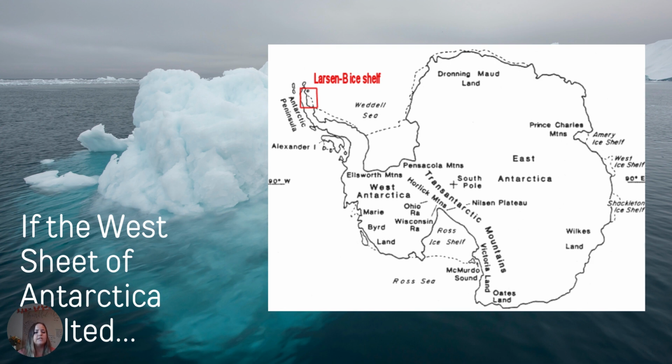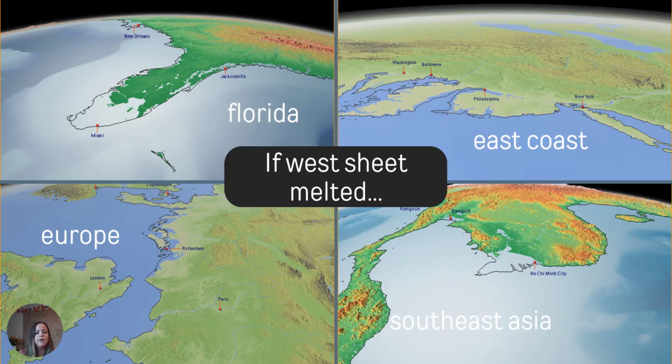So if the west sheet of Antarctica melted, so this shows you the west sheet, which is significantly smaller than the east sheet, this is what our coastlines would look like. So Florida is losing Miami. Miami's gone. The East Coast is probably losing Philly and a little bit of New York. And then Southeast Asia loses a little bit, and then Europe loses a little bit as well. But it's not too bad, right? There's still a good portion of Florida left. So we still have some livable habitats there, but it's going to displace a lot of people, right?